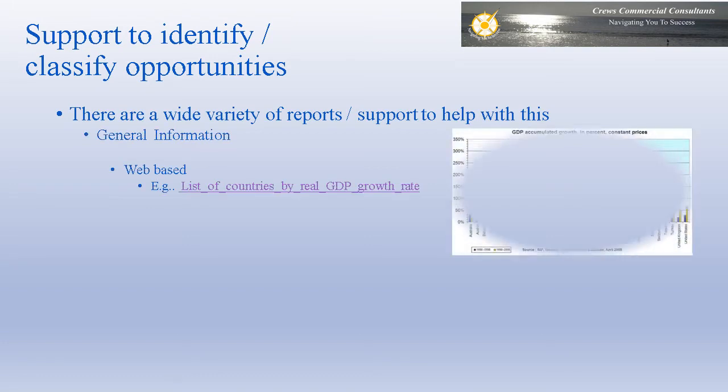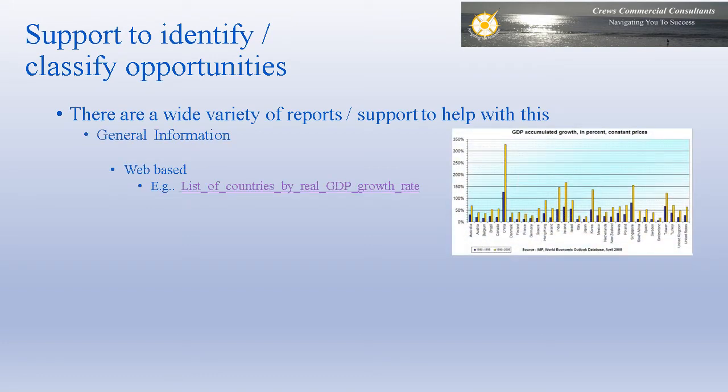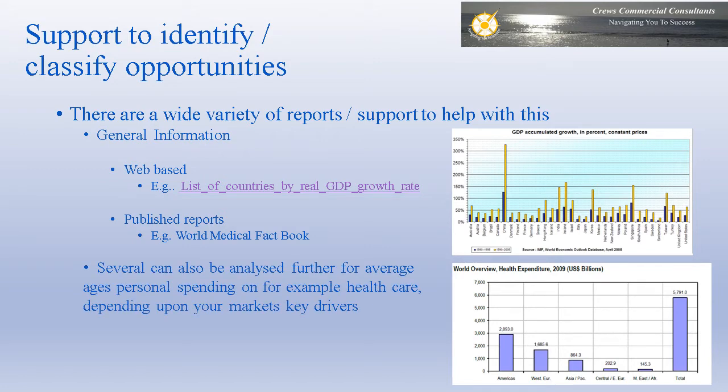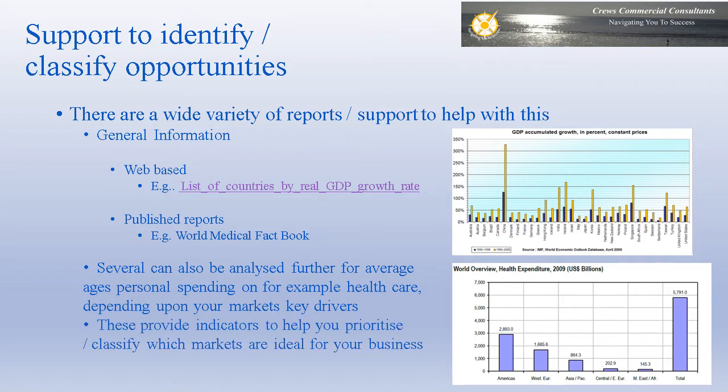But there are several ways to help support and identify and classify your opportunities. Again, the web is a wonderful source of information, and here, for example, is a list of countries' real GDP and their real growth rate. There are other things such as, if you're looking at healthcare, published reports that you can access, such as the World Medical Fact Book. Again, these can be analysed in greater detail for the dynamics of your market. So for healthcare, the average age, personal spending on healthcare, whatever the drivers are for your key markets. Again, these give you indicators to help you prioritise and classify the markets that are ideal for your business.